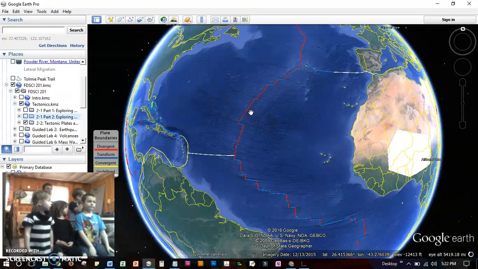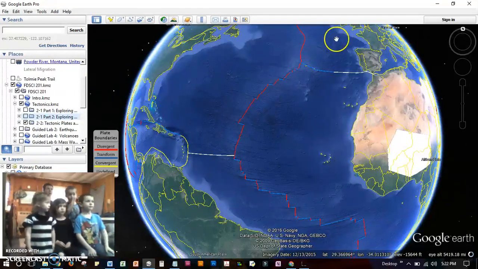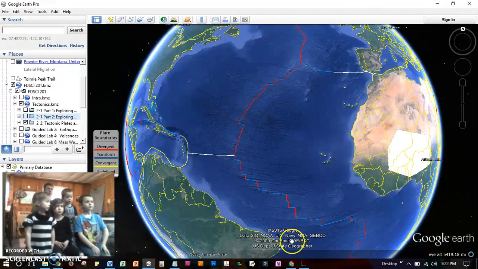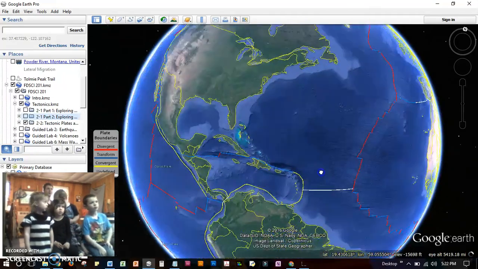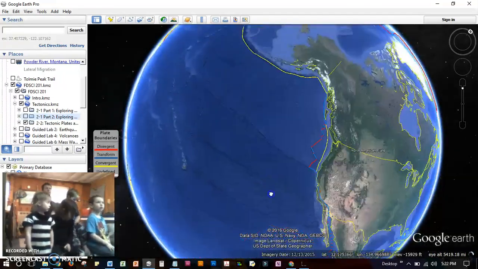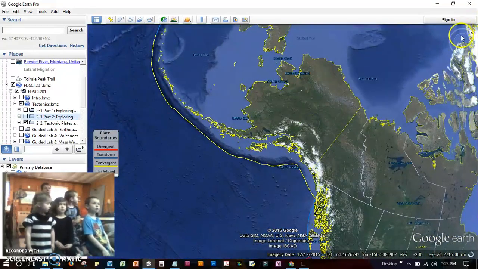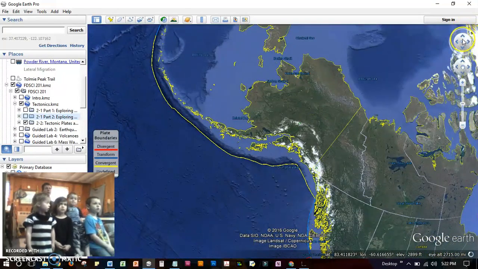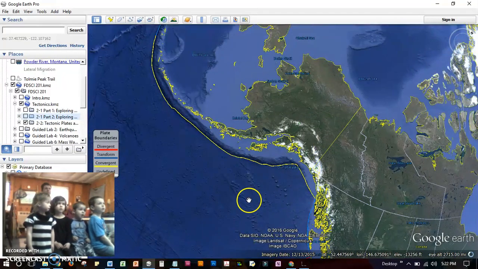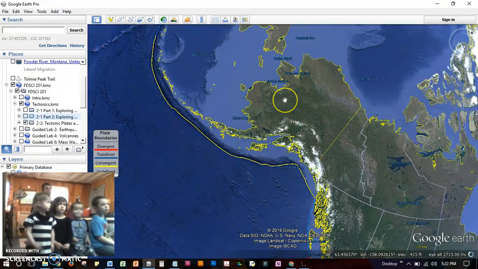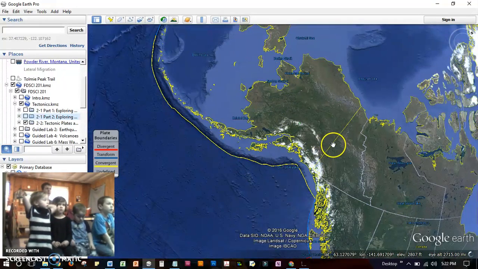Yeah, it's starting to rain. And this plate is moving that way, and this plate is moving that way, and this plate is moving that way. Okay, up here, this is Alaska. This is where Mommy used to live, and before Mommy and Daddy were born, there was an earthquake in Alaska because this side went under that side so fast it made a big, huge earthquake.